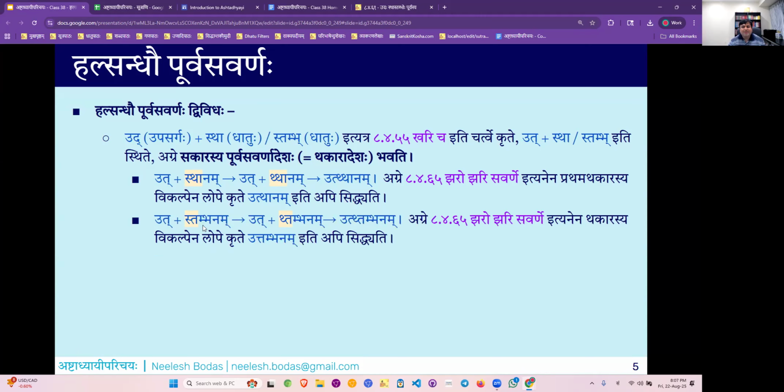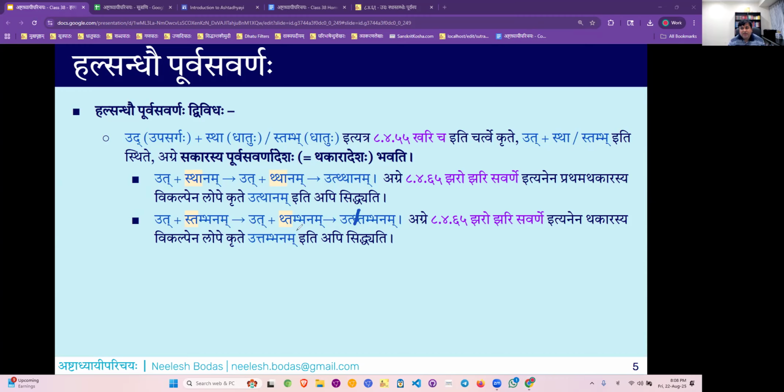Similarly, utta plus stambhanam, sa gets converted to th. Utta plus th tambhanam. So sa has become th. The next th is not affected. So utta plus th tambhanam. Utta th tambhanam. Same thing. Jharo jhari savarnityanena thakarasya vikalpena lope krute uttambhanam. So once the thakara is removed, it is just takara connected to takara.